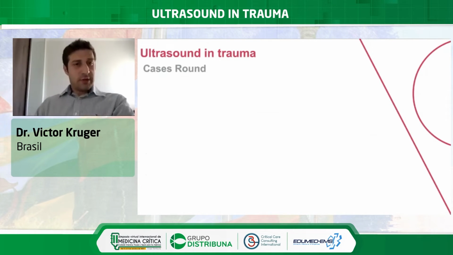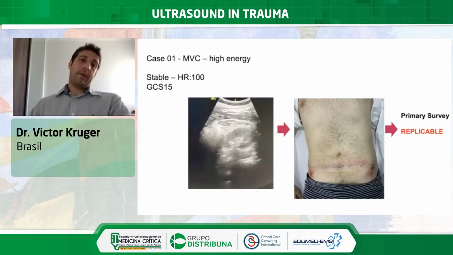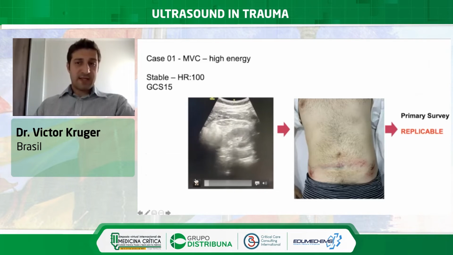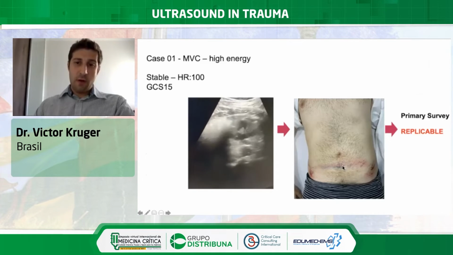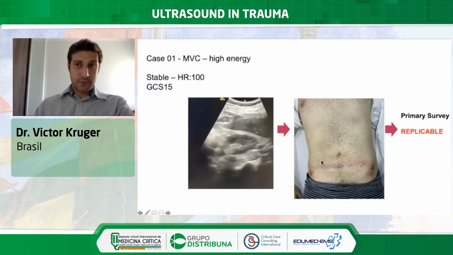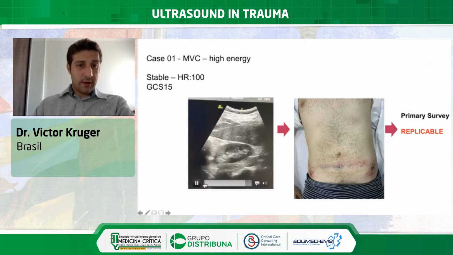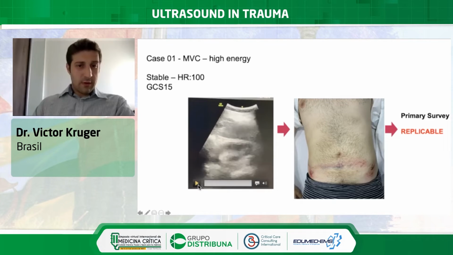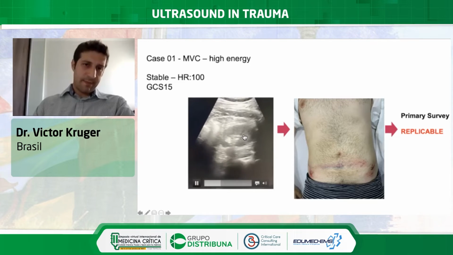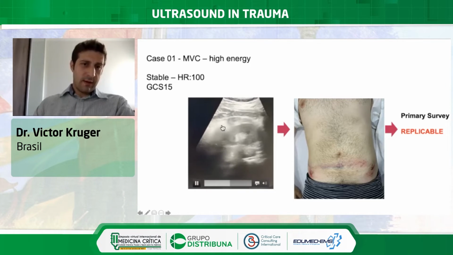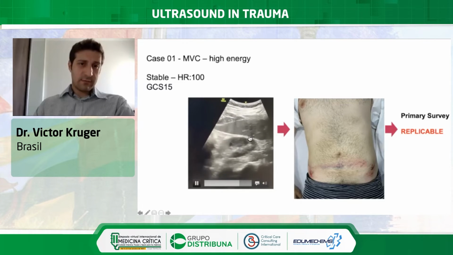Let's talk about two cases. Case 1, motor vehicle collision, high energy, stable at the trauma bay, Glasgow Coma Score 15. That was the first FAST at the primary survey. The patient had this blunt abdominal trauma with this hematoma in the anterior abdomen. You can see the negative exam. Here, the liver, the kidney, and negative FAST.